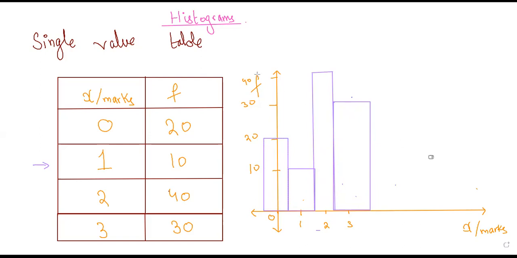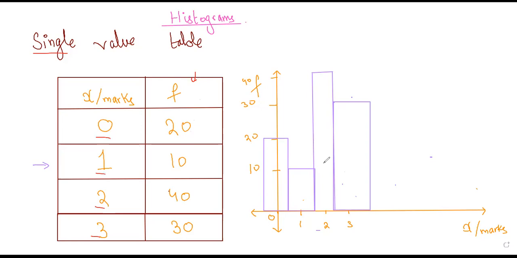Now please listen to me. At the moment, it's not correct because I need to tell you something. The idea about histograms for single value table is that we have 0, 1, 2, 3. We have 4 different types of marks. So we'll have 4 bars, and the height of the bar would depend on the frequency. Every bar should have same size. My bars are not proper.